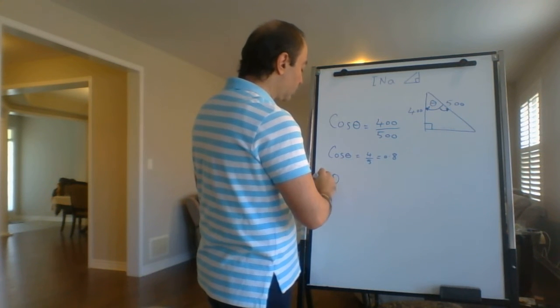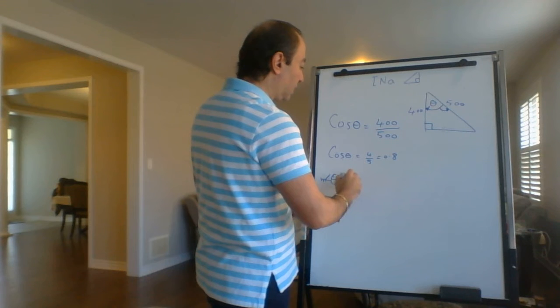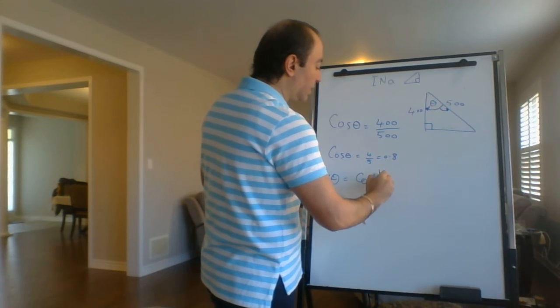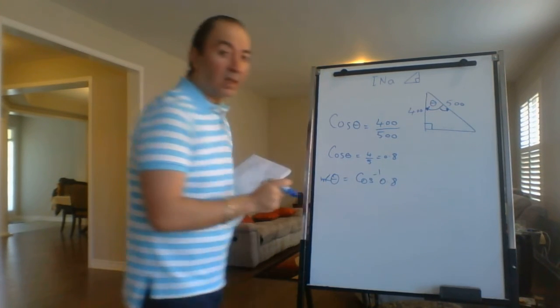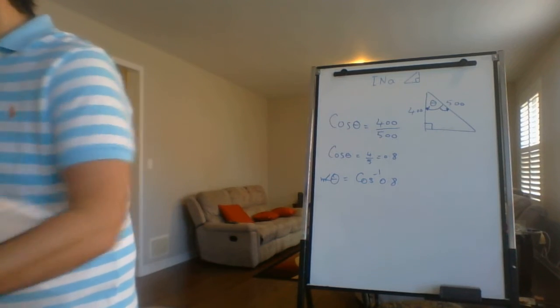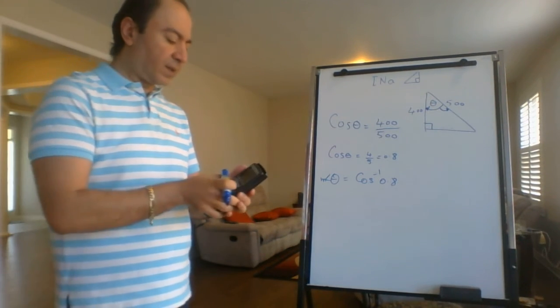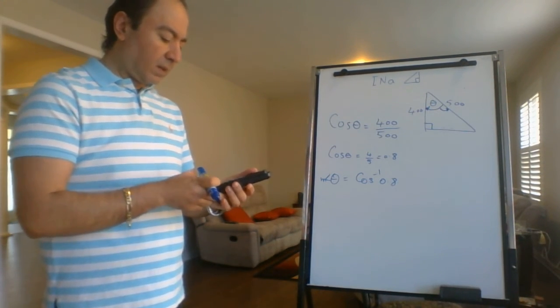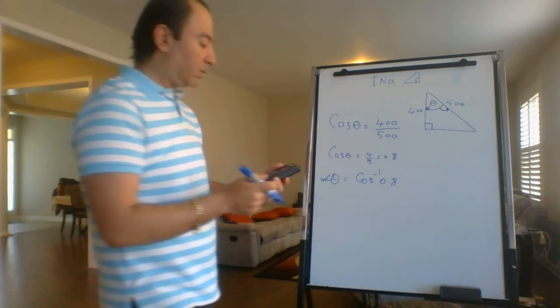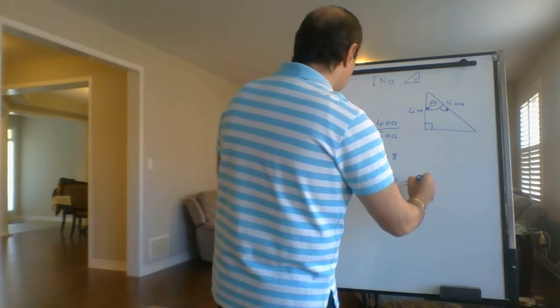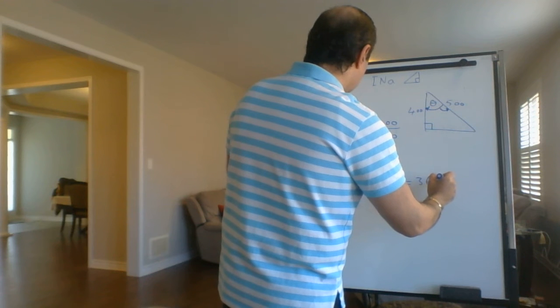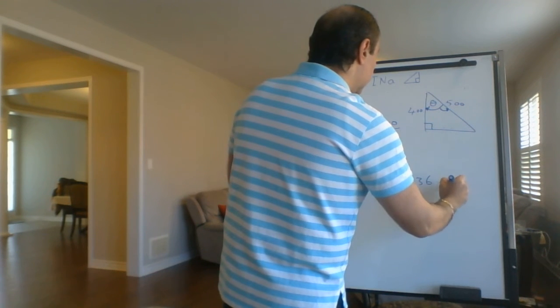So that means the measurement of angle theta will equal cosine minus 1 of 0.8, and I can use the calculator and find that. So inverse cosine 0.8, and I will get that the measurement of the angle is 36.87 degrees.